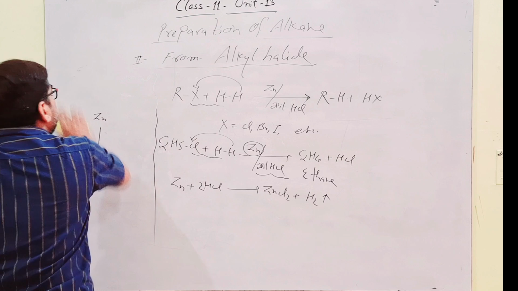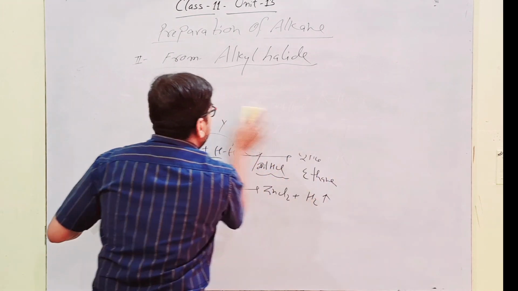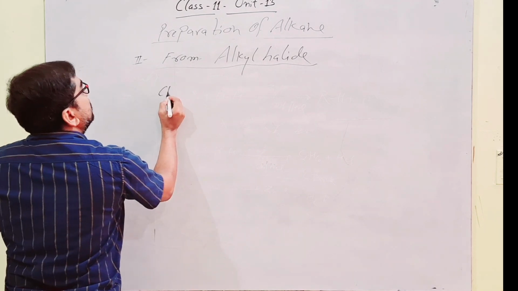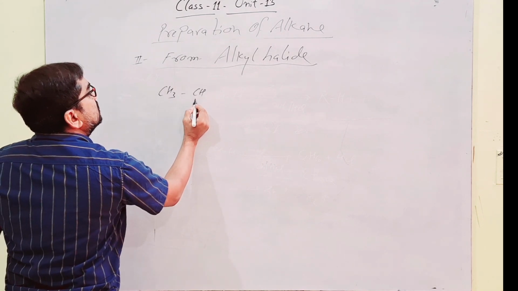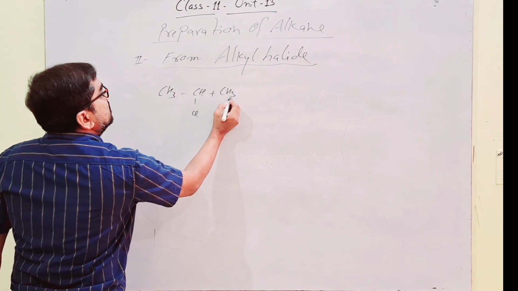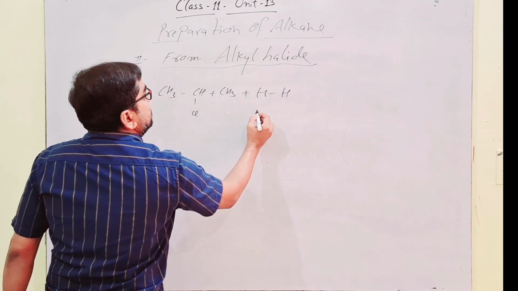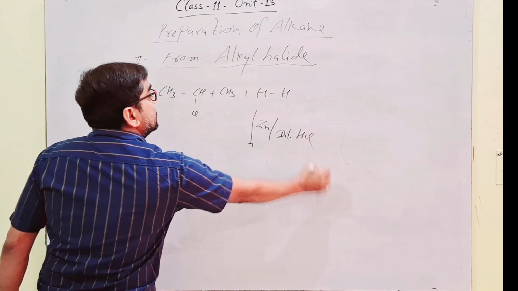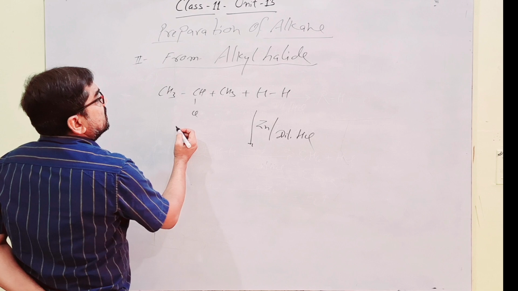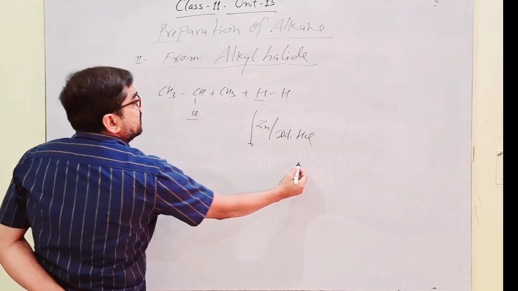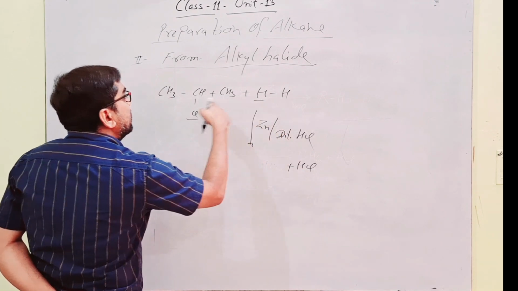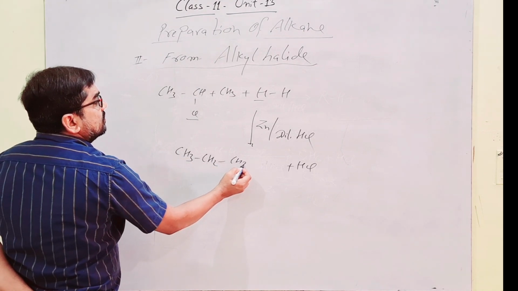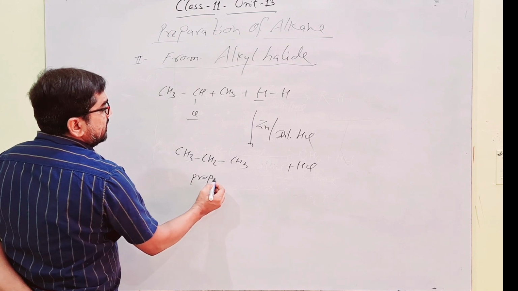Next is CH3CHClCH3 reduced by zinc and dilute HCl. So here chlorine and hydrogen, elimination of HCl as byproduct, and one hydrogen gets attached here. Formation of CH3CH2CH3, propane, is formed.